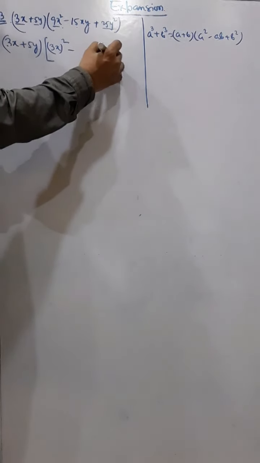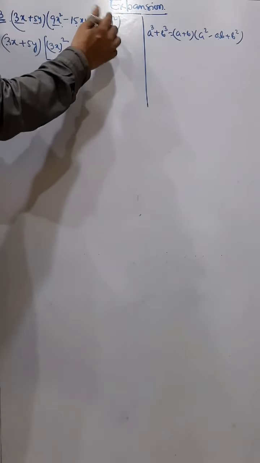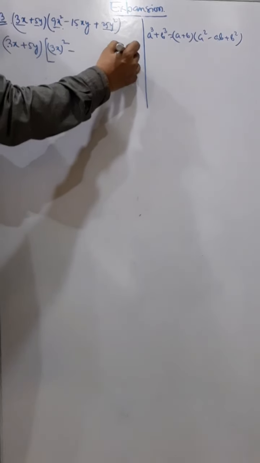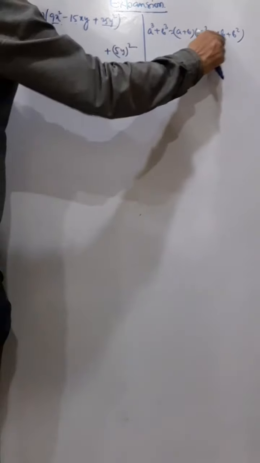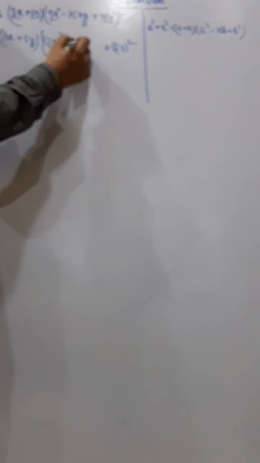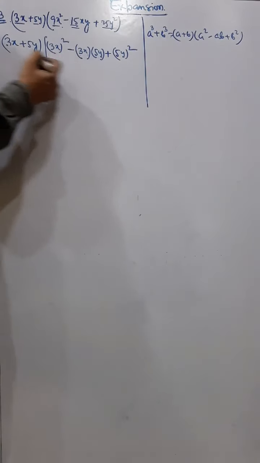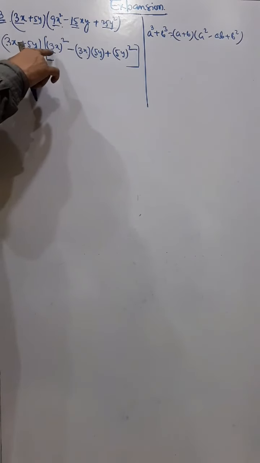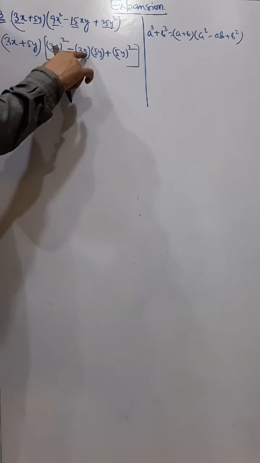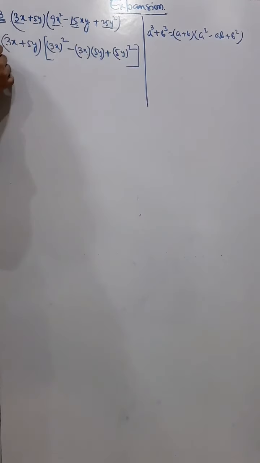And then again, let us keep this blank now. You can understand. So 5y, this is b square, and in between there will be ab. So just put ab. What did you get? A means 3x, and b means 5y. And now you can see 5 into 3 is 15xy. So we got a plus b, and that is a square minus ab plus b square.